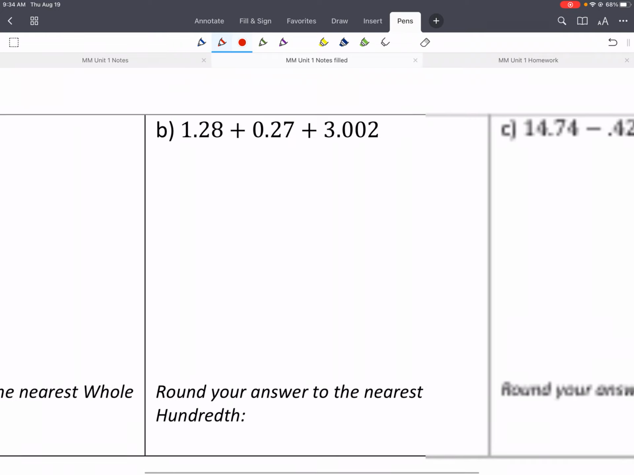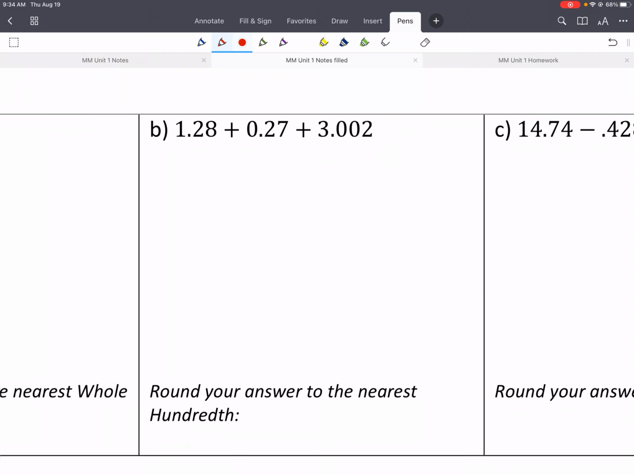All right, here's another example. You do the same thing if you have 3 things. So with addition, you could do 1.28, 0.27, 3.002. We could put zeros in the missing spots. Okay, this would give us 2, 15, we'll carry the 1, 5, and 4, okay?